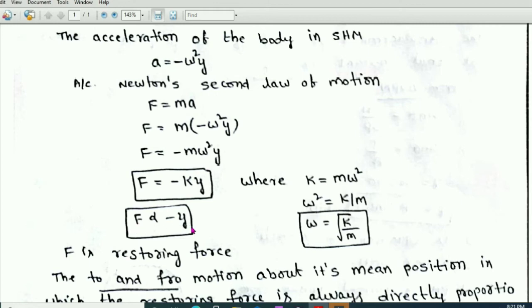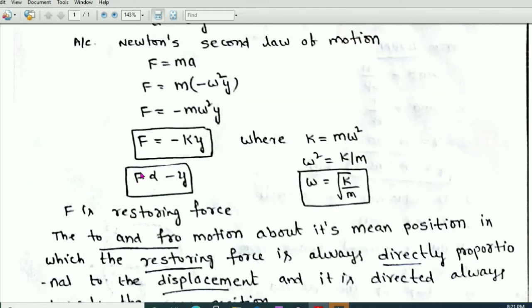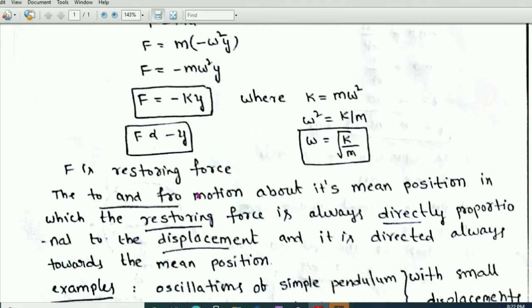opposite direction of displacement. From this we can define simple harmonic motion in another way, that is the to and fro motion about its mean position, in which the restoring force is always directly proportional to the displacement but in opposite direction and directed always towards the mean position.